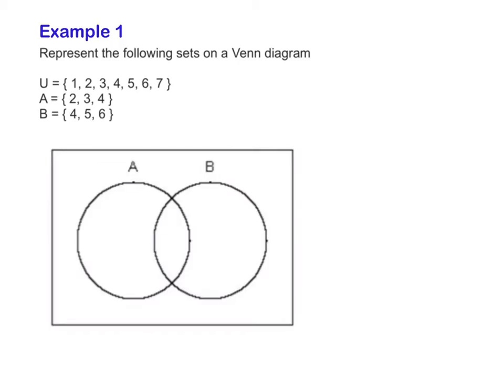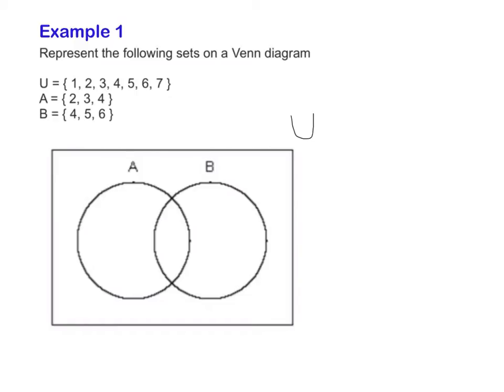So let's start with the first question, and we need to represent the following sets on a Venn diagram. As you can see, we have U here, and we have 1, 2, 3, 4, 5, 6, 7 in the universe, A set 2, 3, 4, and B set 4, 5, 6. We have the circles done already, and the universal set is a rectangle in here. The symbol for universe is capital U.